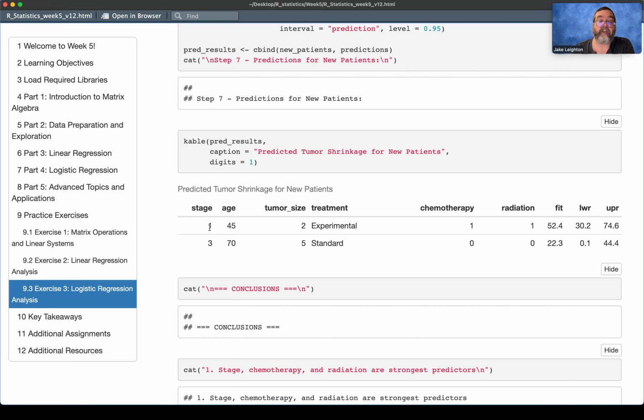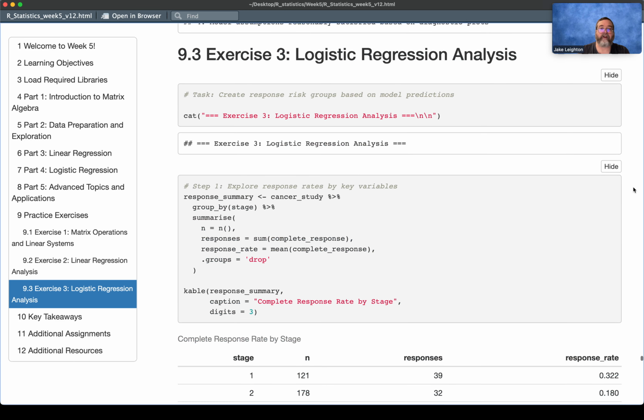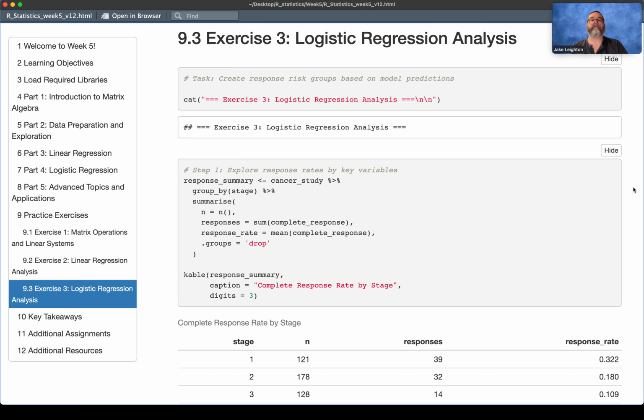These represent all the things we've seen to be best. We've seen lower stage to be great. We've seen experimental to be slightly better. We've seen chemoradiation to be a lot better. So it doesn't surprise me that a higher stage, older person on standard treatment with a higher tumor size and no chemoradiation is going to have less tumor shrinkage. So model predictions are mattering. That's good. You want to see your model matter, right? We're showing that we can make reasonable predictions from new data, which I think is really cool. That's one thing I really want you guys to focus on: building predictive models for all of your projects, because that's the most important part of the whole project, to be able to predict on future data, in my opinion.